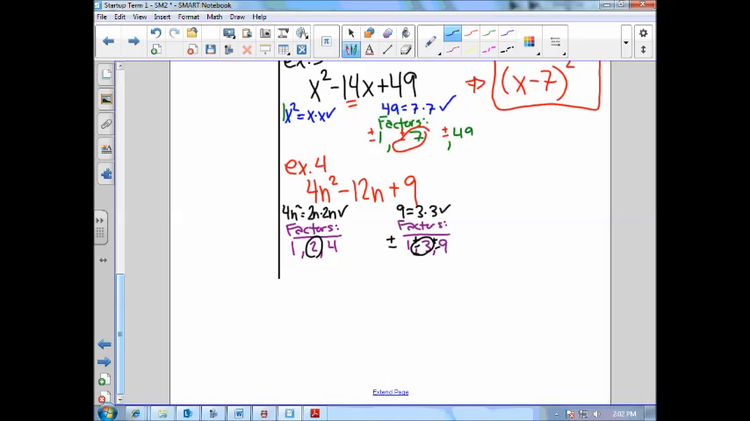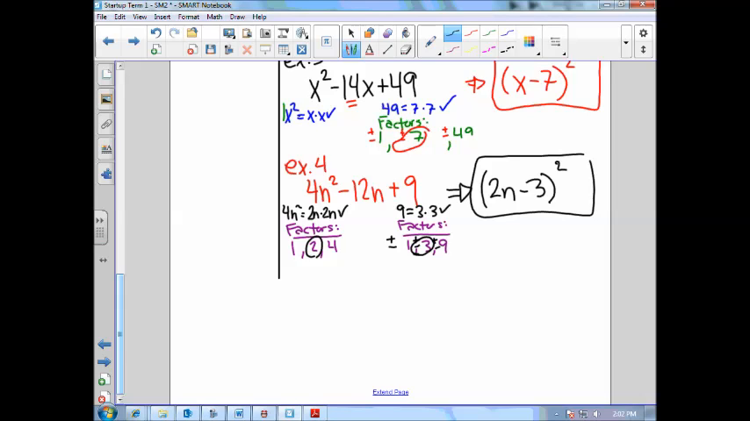So we found it. Now our answer looks slightly different because this time our n has a number with it. There's going to be 2n minus 3, and then what? Squared. There we go. Yes. So if there's a coefficient on the first term, there will be a coefficient with the variable in the answer.